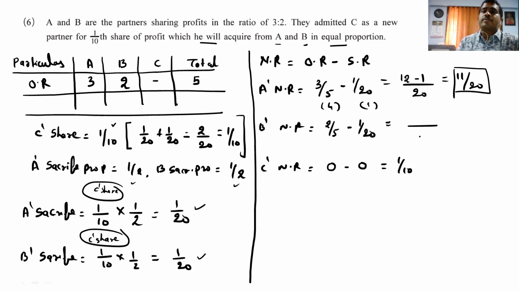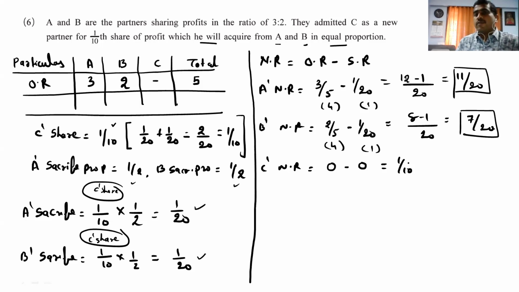Here comes 20, 5 4s are 20 and 21. 4 2s are 8 minus 1. Right? So it comes to 7 by 20. Right? Yes. I'm just seeing how to do this. 1 by 20 it is there. So now we have to just multiply 2 by 2. It comes to 2 by 20.